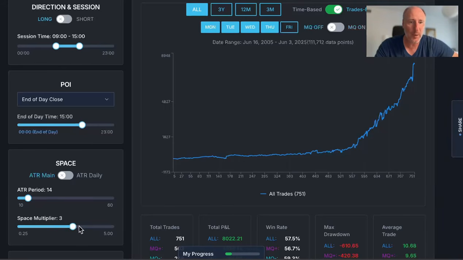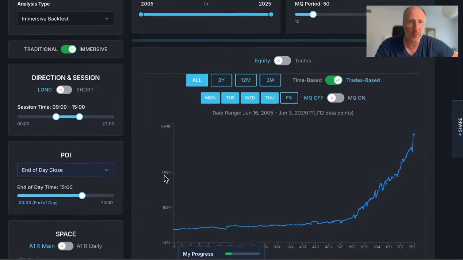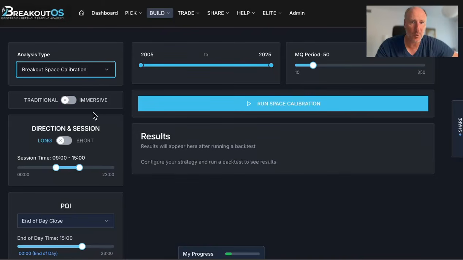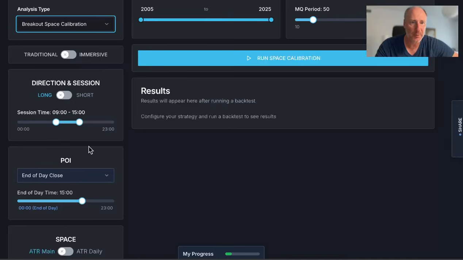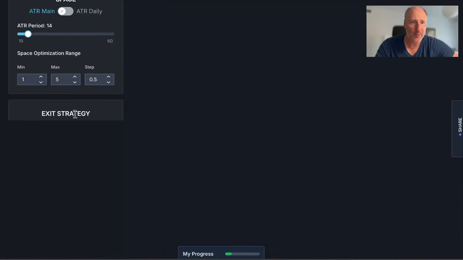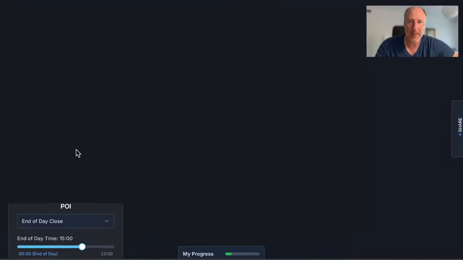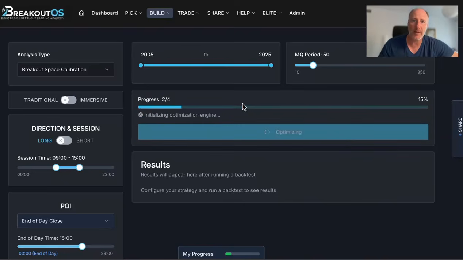Or if we can fix it. And we do this with the breakout space calibrator. So let me just check. We have same parameters, 9 to 3, 3 end of day close point of initiation, and number of bars exit 10. So let's do this one.